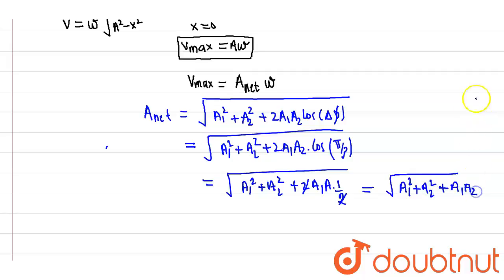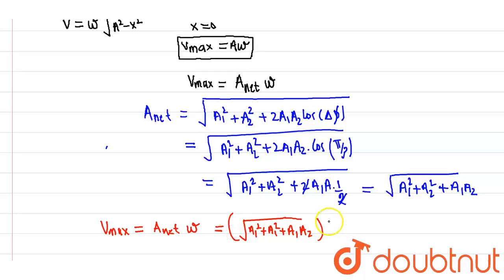As we see, the maximum velocity is given by a net into omega. Here a net is root a1 square plus a2 square plus a1 a2, and omega is as given. So this is the maximum velocity of the resultant superposition of simple harmonic motions.